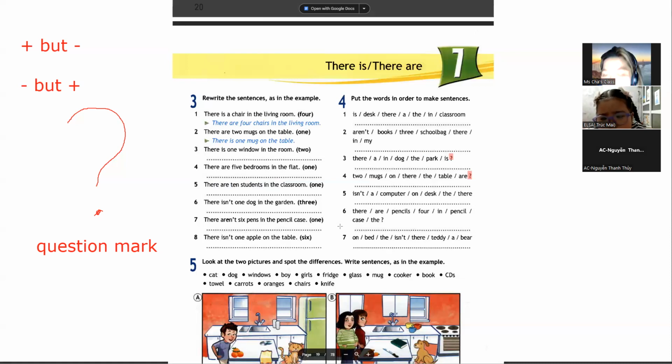All right. How about in number six? Question form, interrogative. Are there four pencils in the pencil case? Good. How about in number seven? Negative. There isn't a teddy bear on the bed. Okay, very good. That's it for that one.